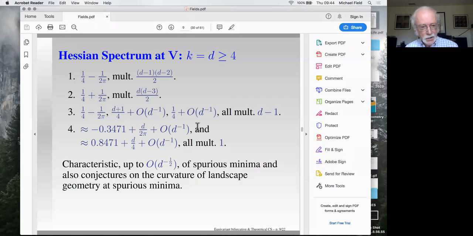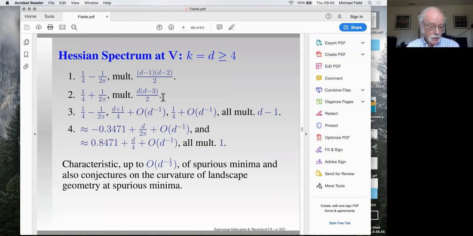Okay. The interesting thing here is already that if you look at the Hessian spectra for spurious minima in this problem, which I'll get to in a minute, it turns out that these numbers here are characteristic of what you see. You get these eigenvalues in particular, which are very large when d is large. You notice there's one there of multiplicity d minus 1. There's a growth of d plus 1 on 4. The other one is d on 2 pi.